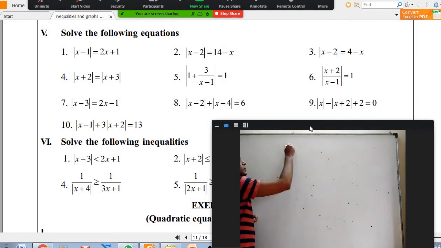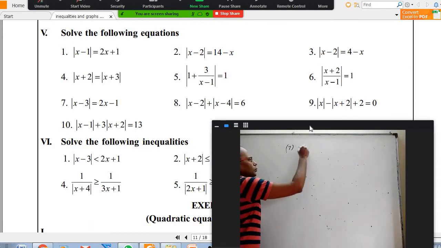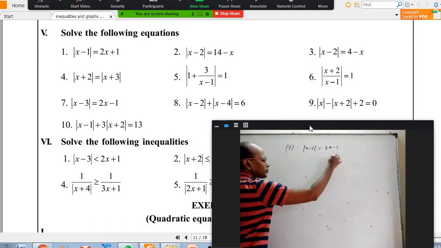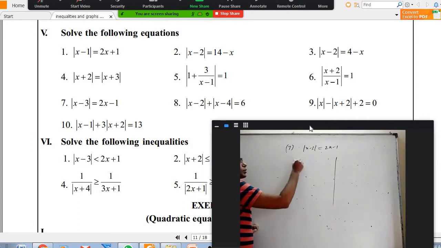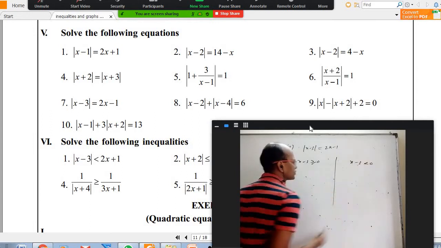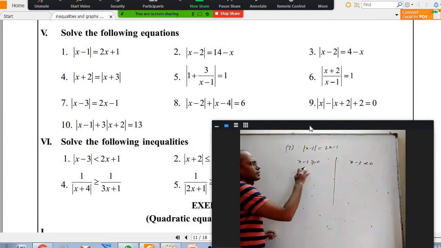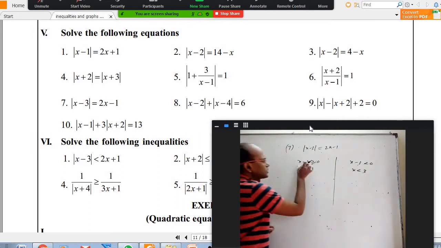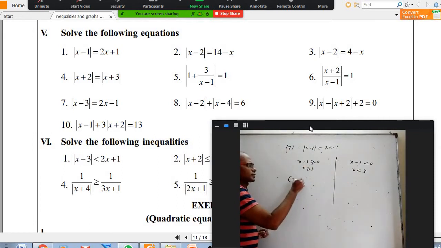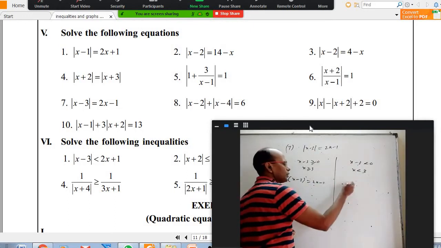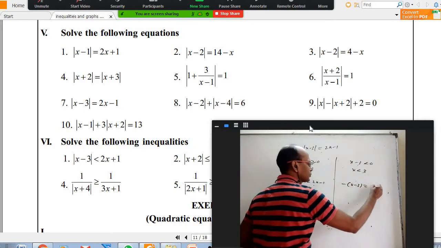Okay, seventh one. Mod x minus 3 is equal to 2x minus 1. I'll take two cases: x minus 3 greater than or equal to 0, and x minus 3 less than 0. When x is greater than or equal to 3, because this is positive, mod x minus 3 I can write as x minus 3. And when x minus 3 is negative, I have to write minus of x minus 3.